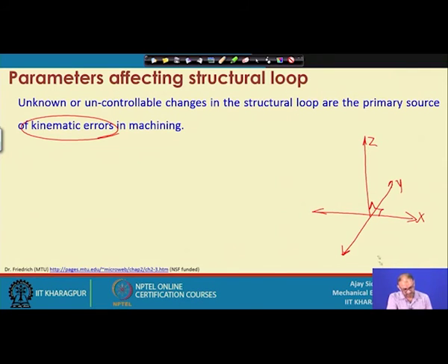If it is not straight, then it is a problem. Suppose it has some angle between these two, then it is a problem. Suppose it is straight, the x and y are perpendicular, but the construction is not good, then it is also a kinematic error. So, we will see this thing in detail.